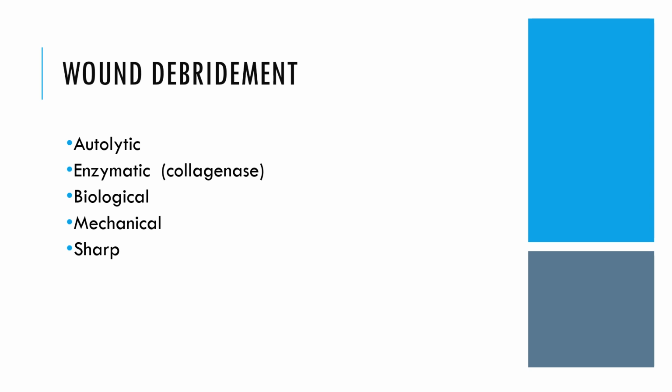Next is the mechanical. It is done by irrigation, hydrotherapy, or wet to dry dressing. The saline soaked gauze is considered a mechanical debridement. This technique is cost effective but can damage healthy tissue and is usually painful. This type of dressing is used to remove drainage and dead tissue from the wounds.